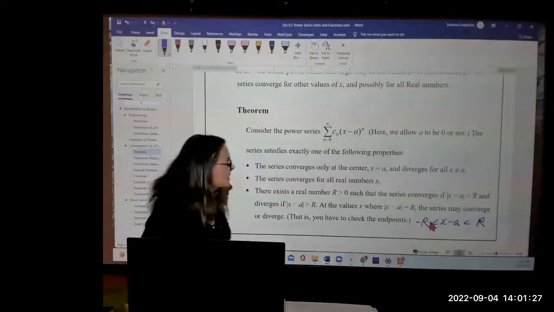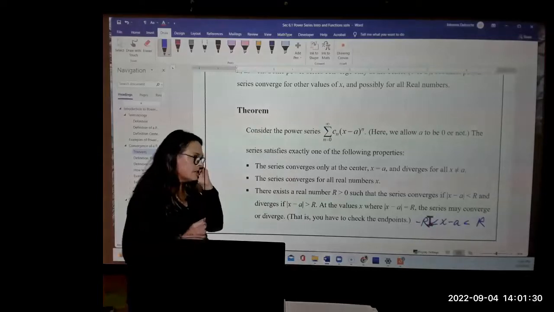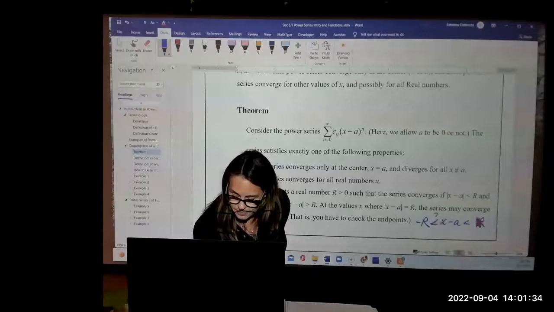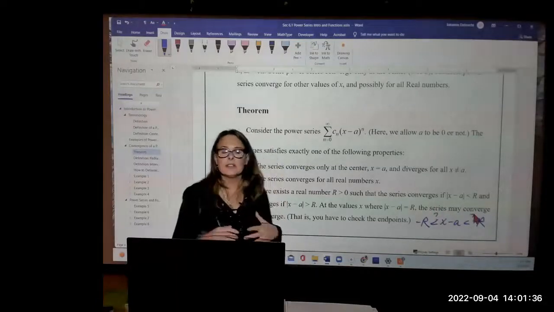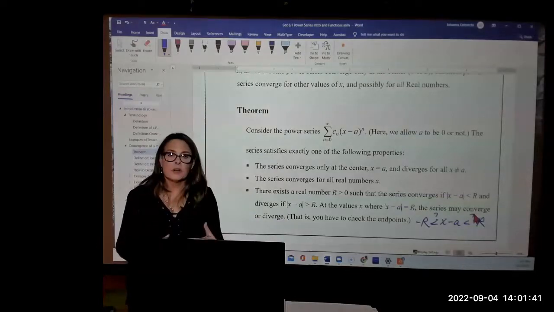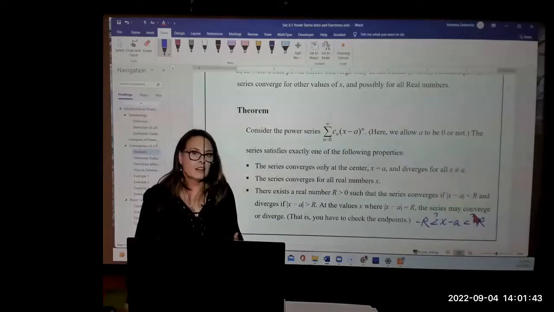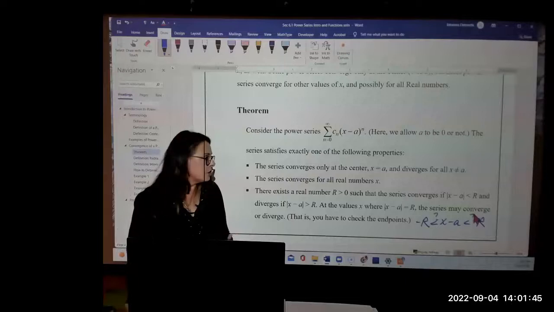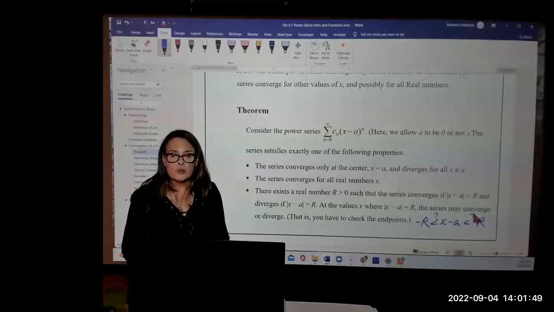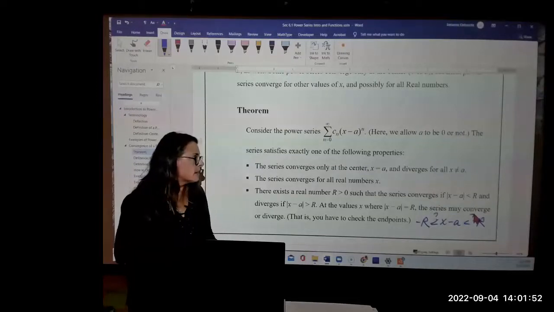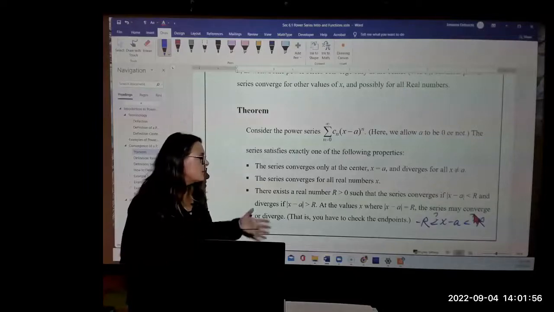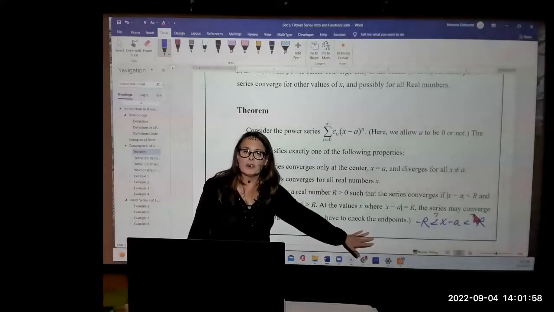Then we have something like this. So the question is then, what about at R and at negative R? Well, is it strictly less than, or could it be less than or equal to? The answer is, for the ones that are not strictly geometric, we'll have to find out. If it's strictly geometric, we know the strict inequality is strictly less than. But the ones that aren't written as a strictly geometric series, you may have to check those endpoints individually.